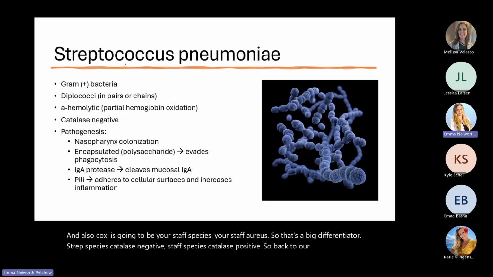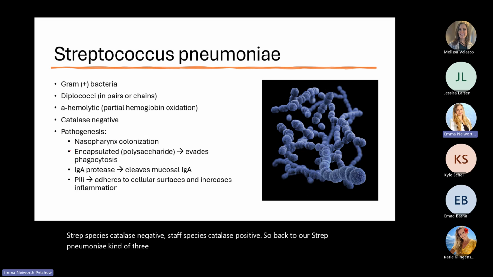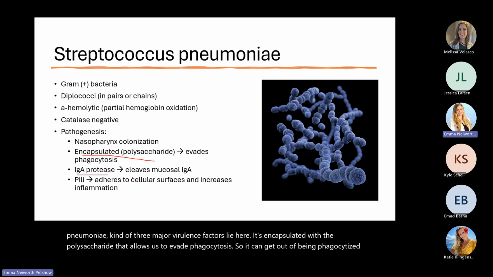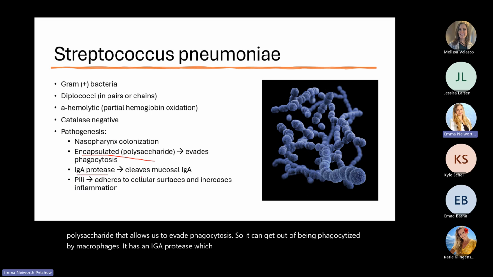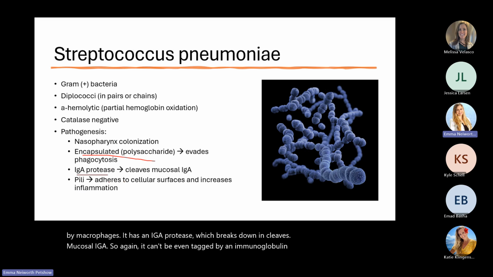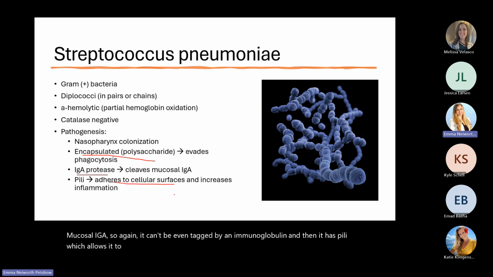Three major virulence factors lie here. It's encapsulated with a polysaccharide that allows it to evade phagocytosis, so it can get out of being phagocytized by macrophages. It has an IgA protease, which breaks down and cleaves mucosal IgA, so again, it can't even be tagged by an immunoglobulin. And then it has pili, which allow it to adhere to cellular surfaces, specifically mucosal surfaces, and from there it can increase inflammation and the inflammatory response. So those would be your three big virulence factors to know with Strep pneumoniae.